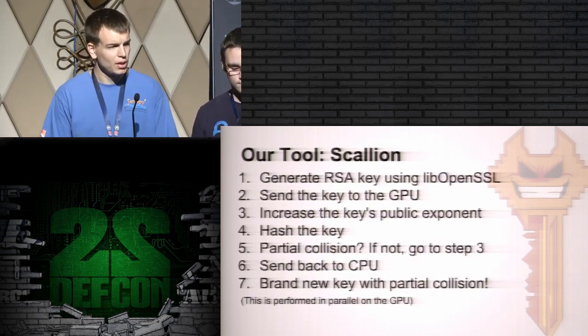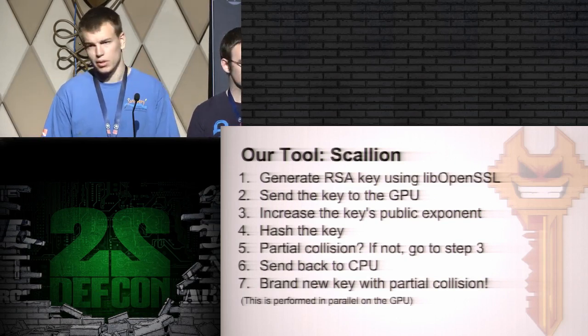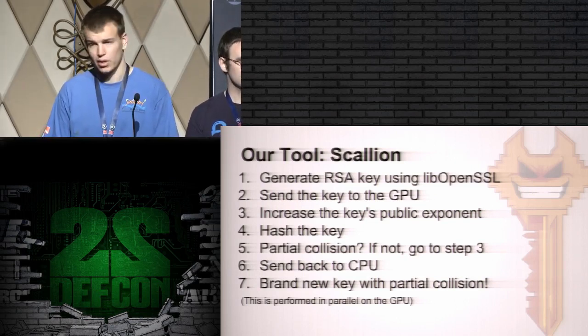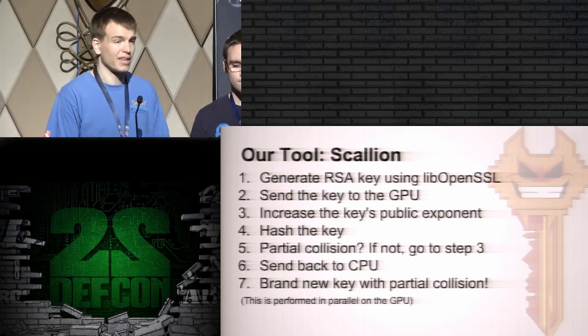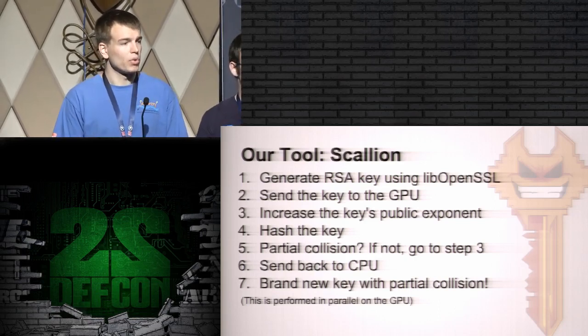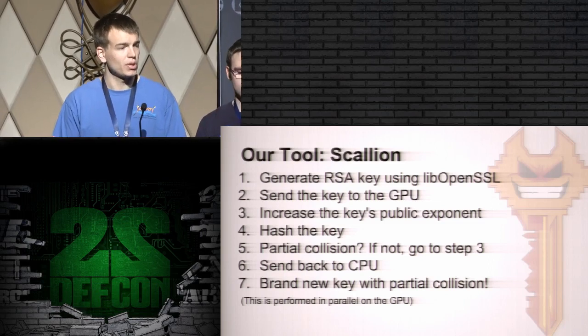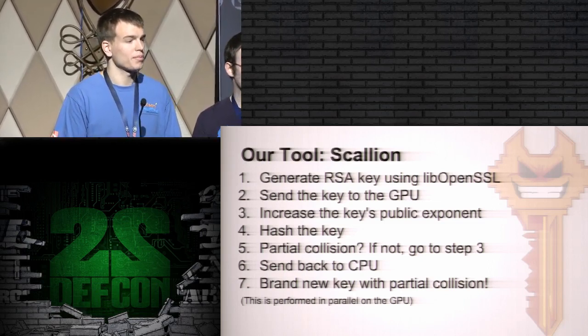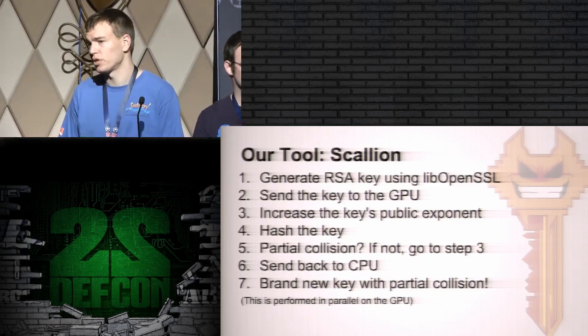A little bit more detail. Essentially, the first step in generating these GPG keys is we generate an RSA key with libopenssl. We send the key to the GPU, and we increase the public key's exponent, hash the key, and steps 3 and 4, we do 500 million times a second.